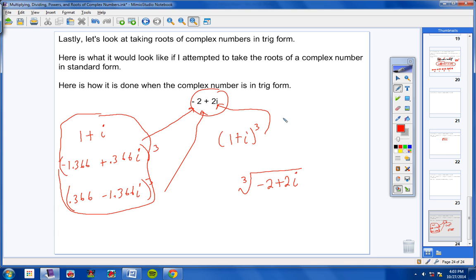And then don't forget that if it's a cubed root, you'll have 3 answers. If it's a square root, you'll have 2 answers. If it's a 6th root, you'll have 6 answers. Okay? So that's basically it. Hopefully this will be a help to you as you work on your homework. Call or email if you have any questions.